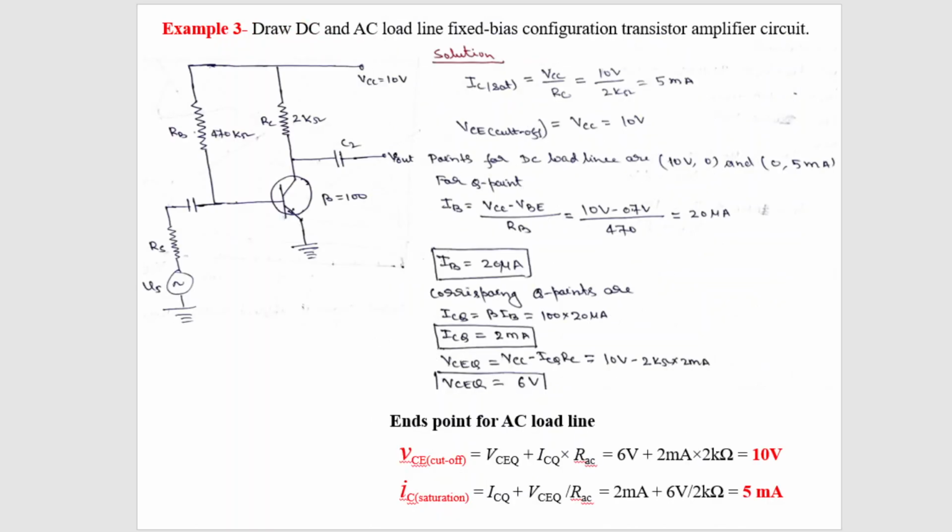So let us try to solve another numerical example on the AC load line and DC load line. And this numerical problem will exactly give you the concept of how to choose the Q point, how to draw the AC load line and DC load line, and how the amplification is done in a particular transistor.